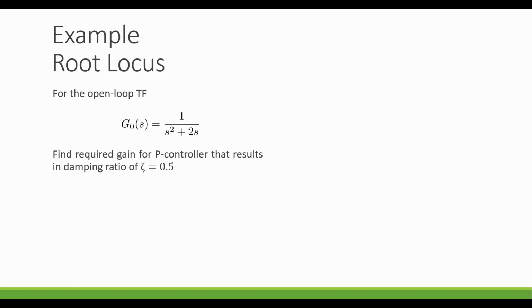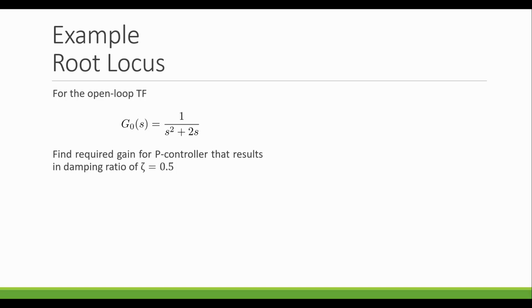Now we can apply the root locus idea to the plant that we were working on previously in this lecture. So we have our open loop or plant transfer function, this 1 over s squared plus 2s. Now we want a specific performance out of our closed loop system when we put our feedback controller around it.